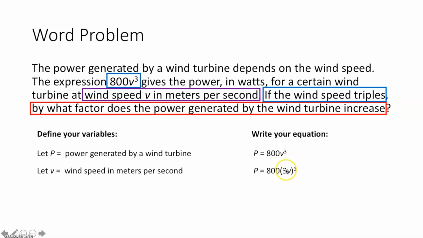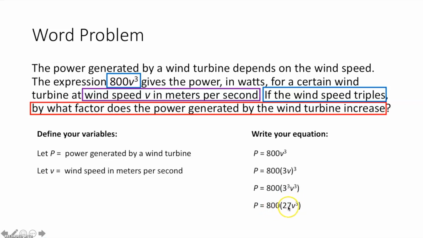So we go ahead and cube this, 3V cubed. This is the same as 3 to the first power times V to the first power. So this 3, since it's power to power, we multiply it to the 1 and the 1. So it becomes 3 cubed V cubed. Now, what is 3 cubed? 3 cubed is 3 times 3 times 3, which is 27. Now, we can see that we have 800 times 27 V cubed.